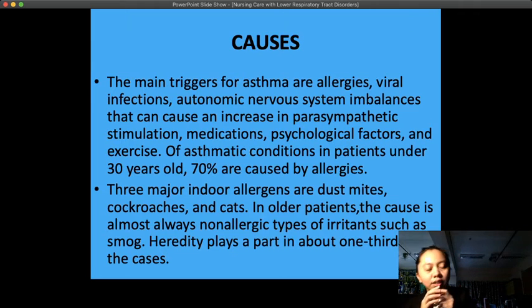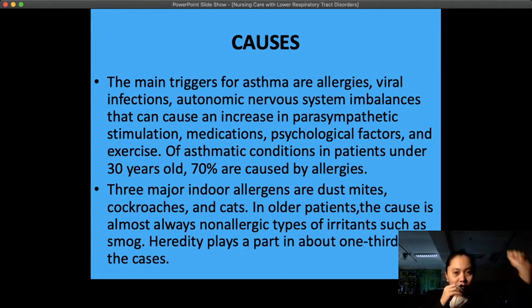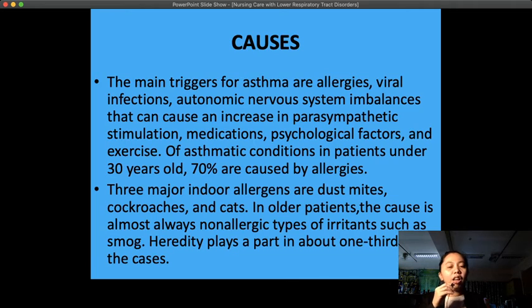Alright, so what are the causes of asthma? So the main triggers of asthma are allergies. Okay, so you have to be careful, especially if school nurse ka, tapos may mga estudyante or mga pupil na asthmatic, and then as simple as pain, okay, it can already trigger asthma. Okay, and asthma attacks are very quick. And there are a lot of children who died because of asthma. So asthma is not as simple as we think it is.